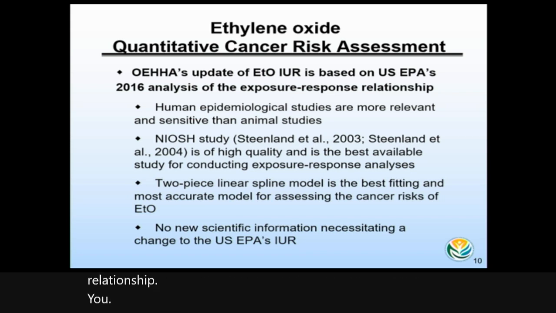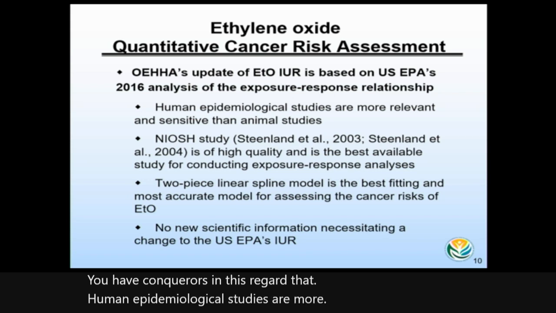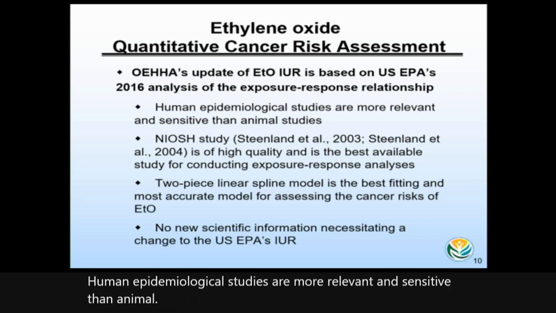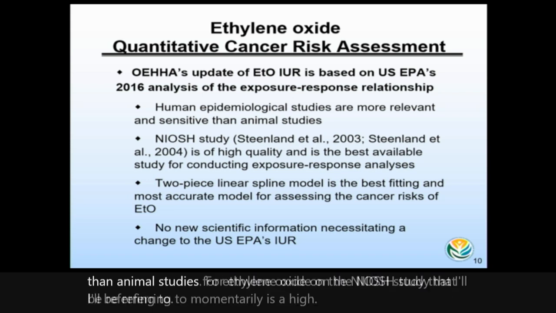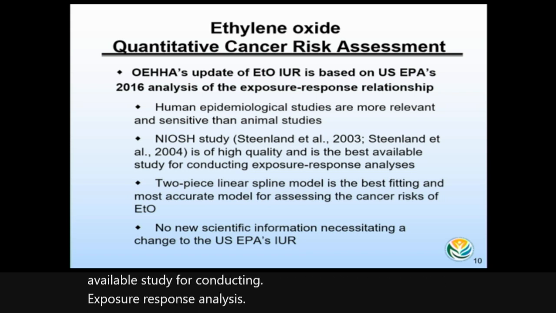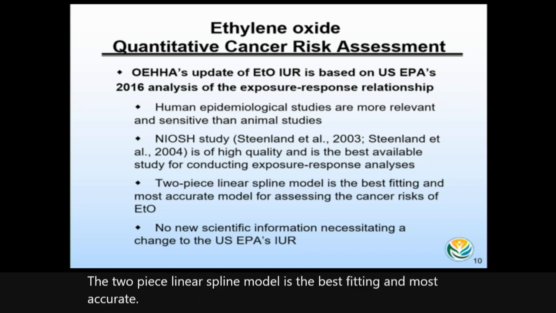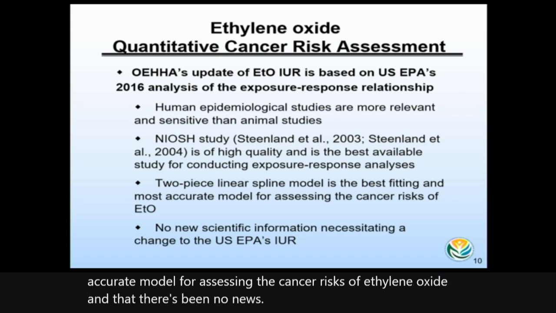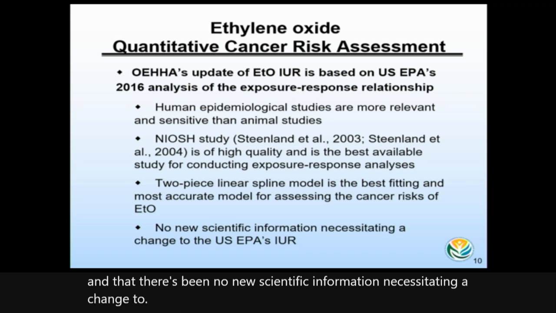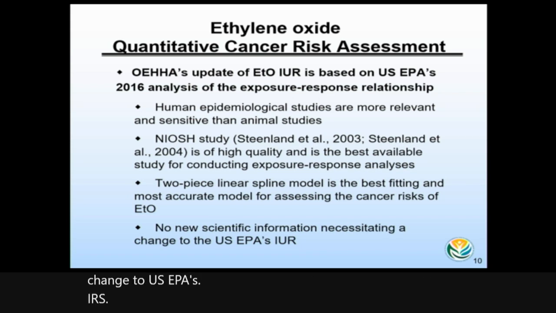OEHHA concurs in this regard that human epidemiological studies are more relevant and sensitive than animal studies for ethylene oxide. And the NIOSH study that I'll be referring to momentarily is high quality and is the best available study for conducting exposure-response analysis. The two-piece linear spline model is the best fitting and most accurate model for assessing the cancer risks of ethylene oxide, and there's been no new scientific information necessitating a change to US EPA's IUR, or the inhalation unit risk for ethylene oxide, that was published in 2016.